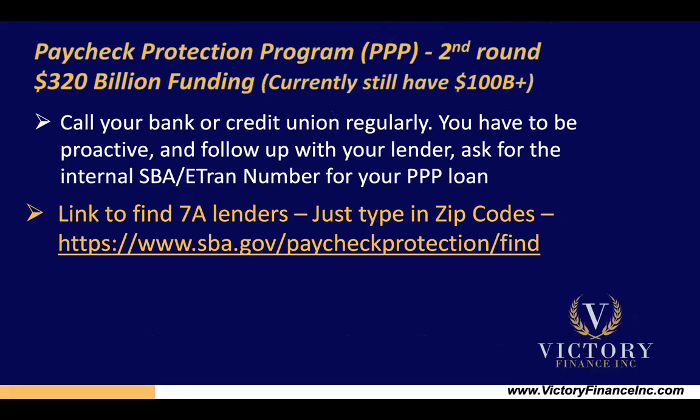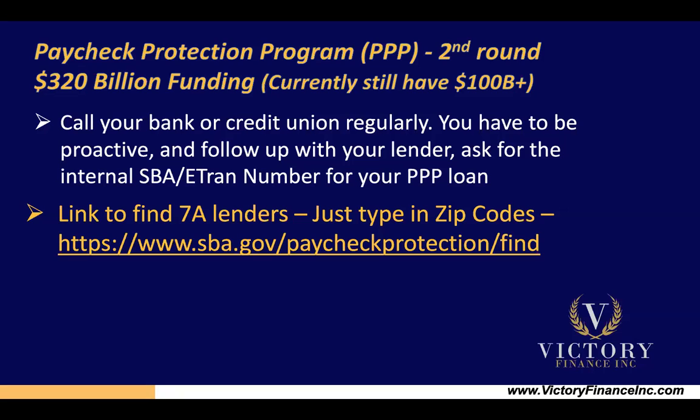And as I said, you have to take proactive measures with your lender, whoever you did the PPP loan application through, and ask them if they have the internal SBA E-Tran number for your loan, because that's the loan. If you get that number, that means you get approved. And if the lender says, oh, we're submitting, we're still waiting, that actually is not the case. You have to ask them if they have submitted to the SBA.